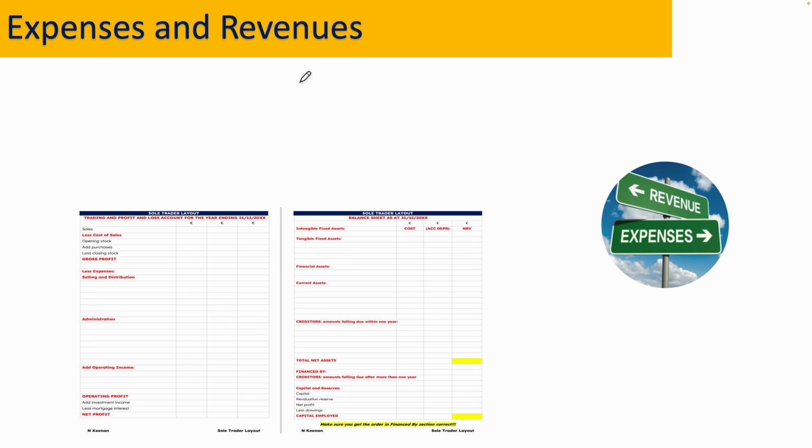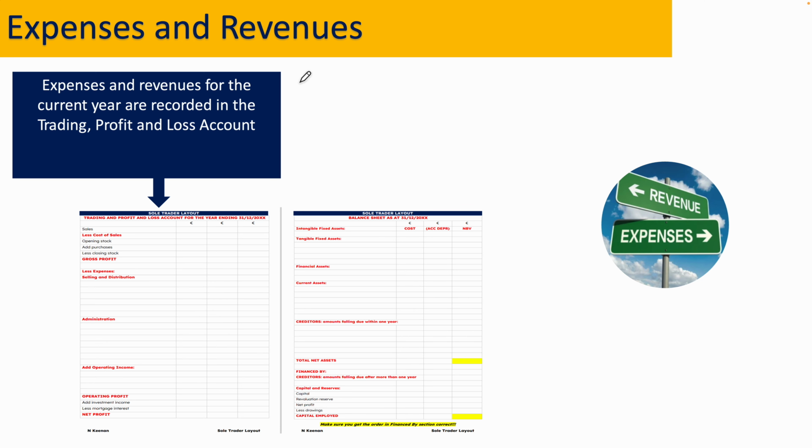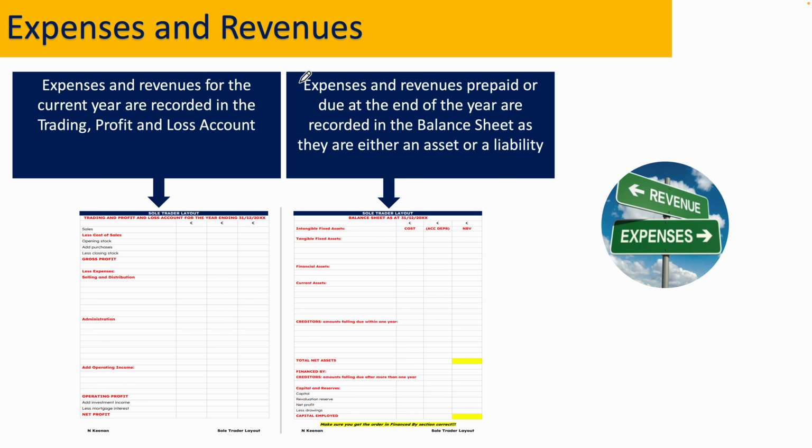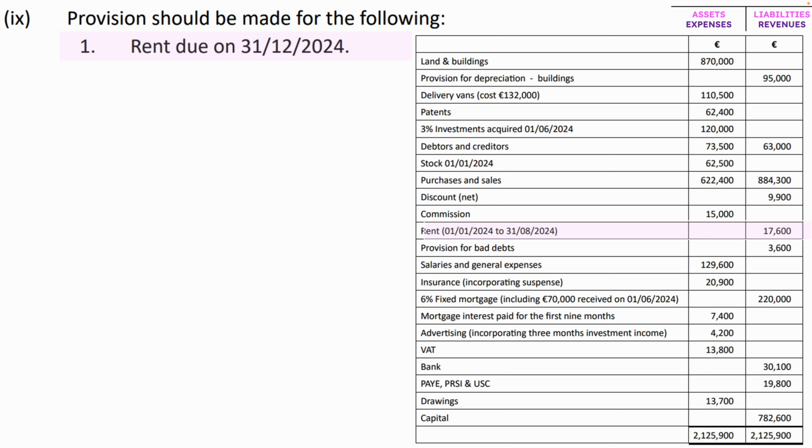So what's the story with rent? So expenses and revenues, you need to understand, you might see some adjustments about this. We have to remember that in the TPL, we have expenses and revenues for the current year. And then any expenses and revenues prepaid or due at the end of the year are recorded in the balance sheet. So the adjustment says provision should be made for the following: rent due on the 31st of the 12th, 2024. So from our trial balance, we can see the rent here, we've seen it already when we were putting the figures in from the trial balance.